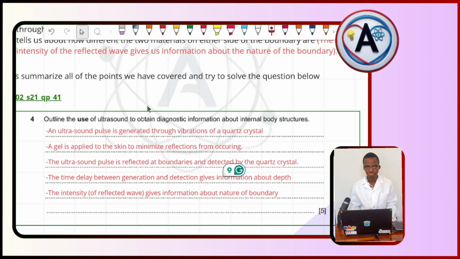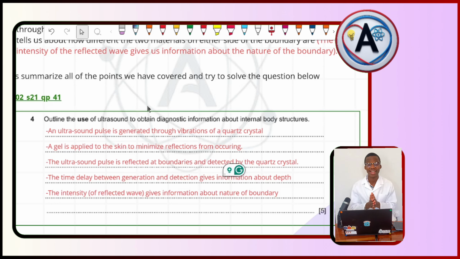The ultrasound pulse is reflected at the boundaries and detected by the quartz crystal. So you arrive at a particular boundary, the ultrasound comes back and is detected by the quartz crystal. The time delay between generation and detection tells you how deep that boundary is. And the intensity of the reflected wave gives you information about the nature of the boundary. Is it the same boundary because you have the same intensity, or is it a different boundary because you have a different amount of intensity? You should be able to use ultrasound in that manner. All you need is a machine that can generate ultrasound. It gets reflected, it comes back, and you're able to detect it using that exact same machine.